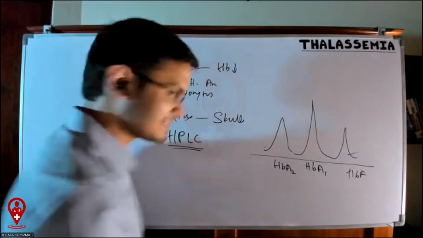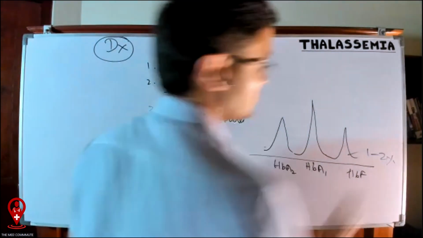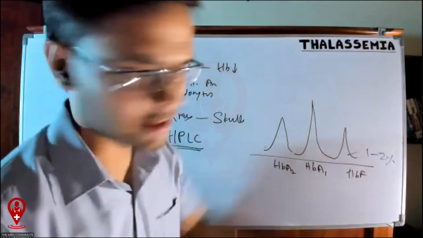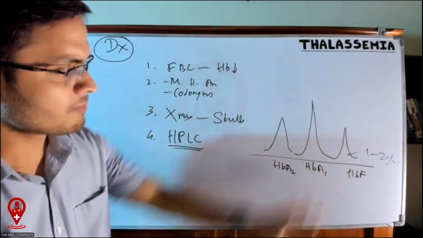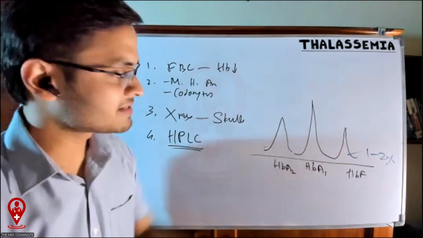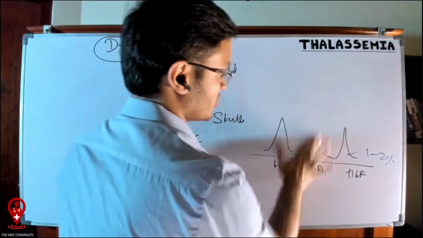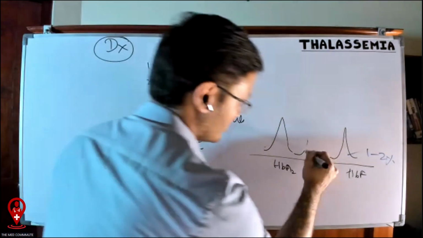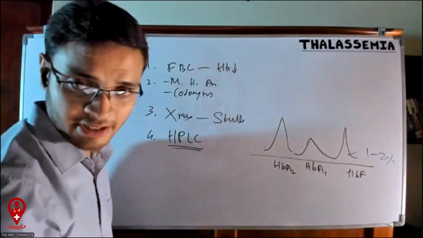1 to 2%. Yes, excellent. 1 to 2%, right? Very low, right? Okay, so we are going to see something like this. Now in thalassemia, what is going to happen? HbA1 is going to drop, so you can draw HbA1 at the lowest, right? And the other ones will increase.